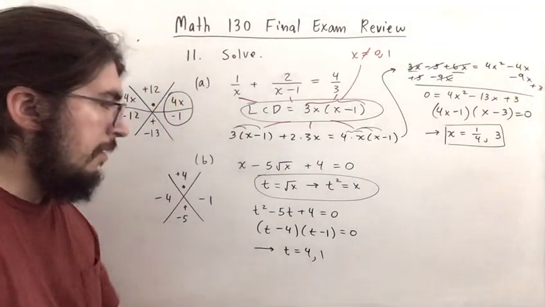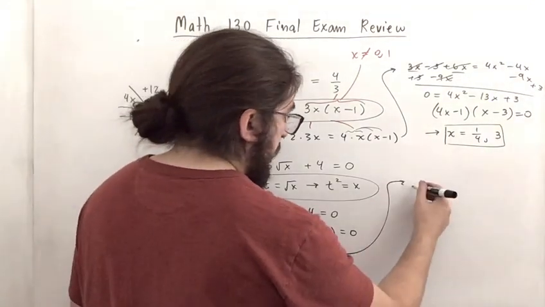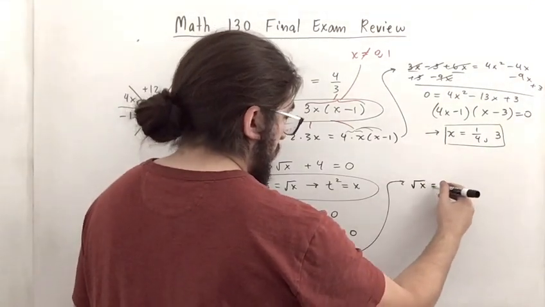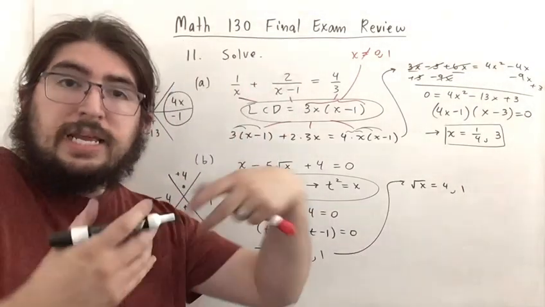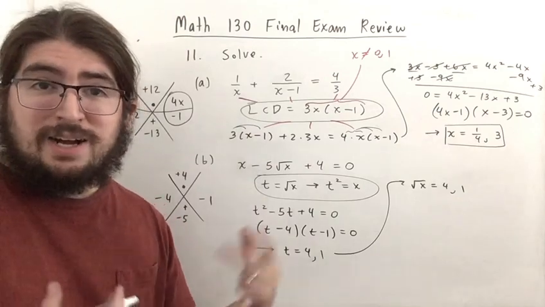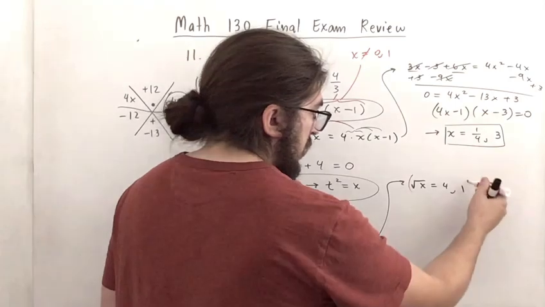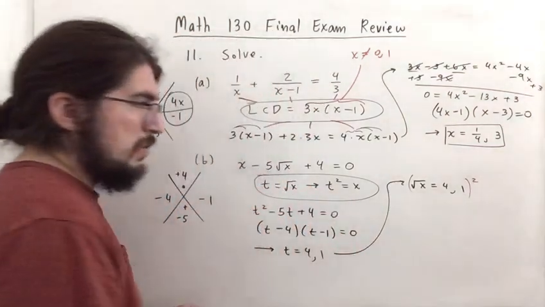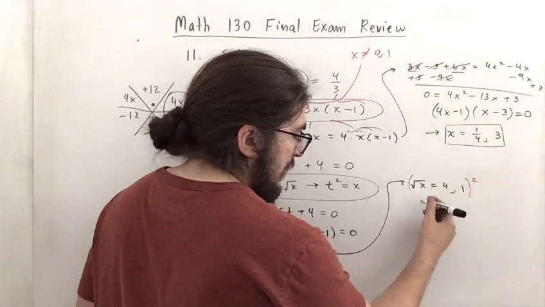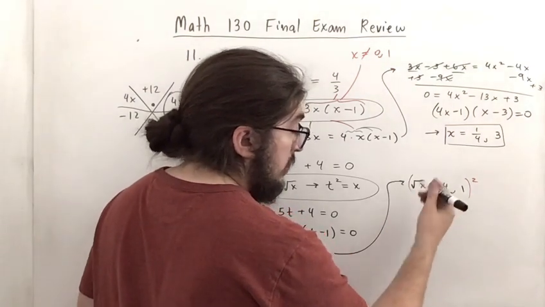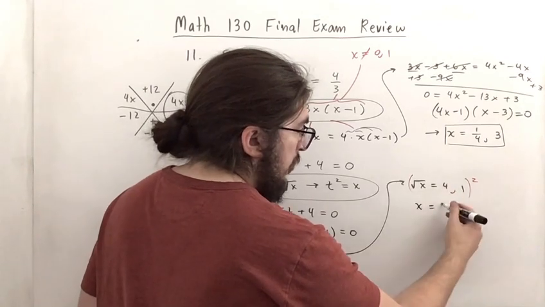Great. But now, if you look at what t was, it was really the square root of x. So that means the square root of x is either 4 or 1. So you basically have to look at each of those equations and square both sides to undo the square root. So I'm just going to write it like this, which kind of sounds weird, but I'm squaring each term. So if you square the radical x, that cancels the radical, and you just get x. Square 4, you get 16.